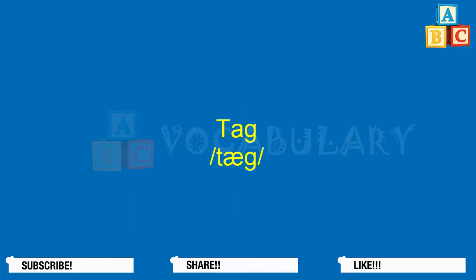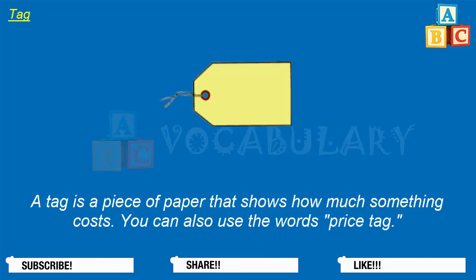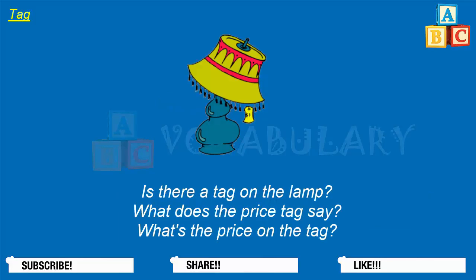Tag. This common word in English has a few different meanings. A tag is a piece of paper that shows how much something costs. You can also use the words price tag. Is there a tag on the lamp? What does the price tag say? What's the price on the tag?